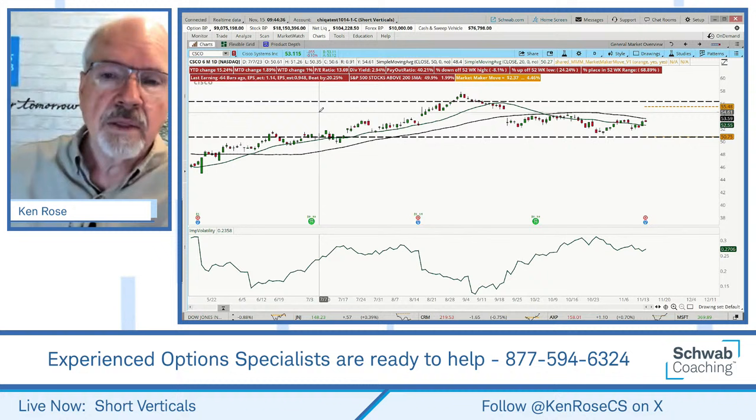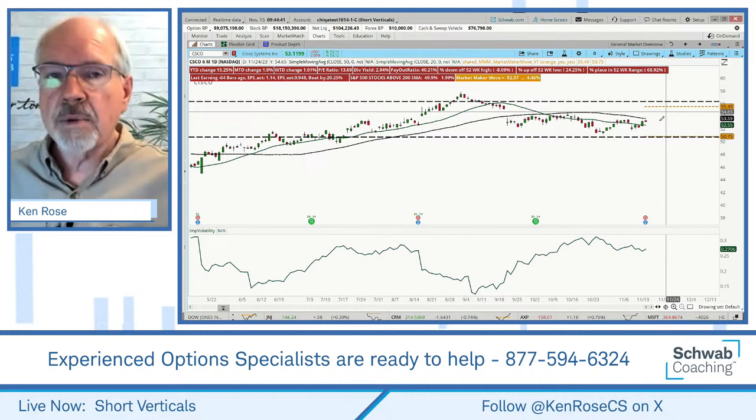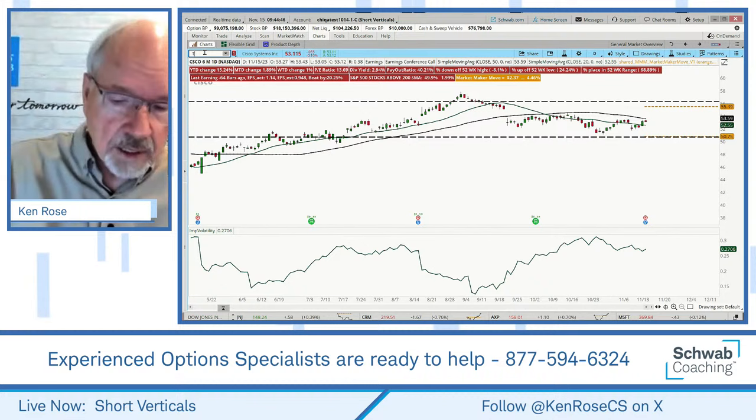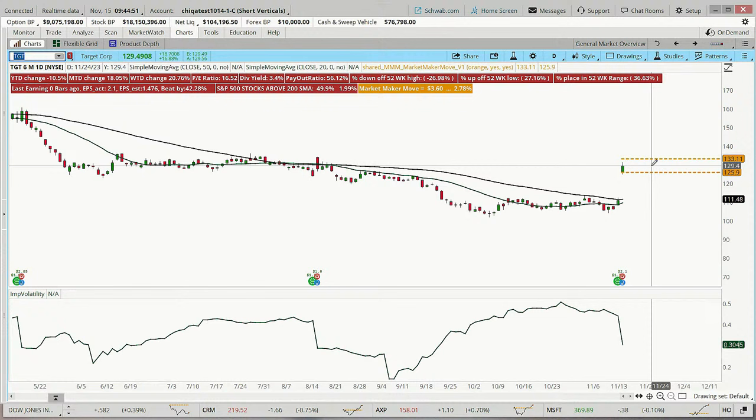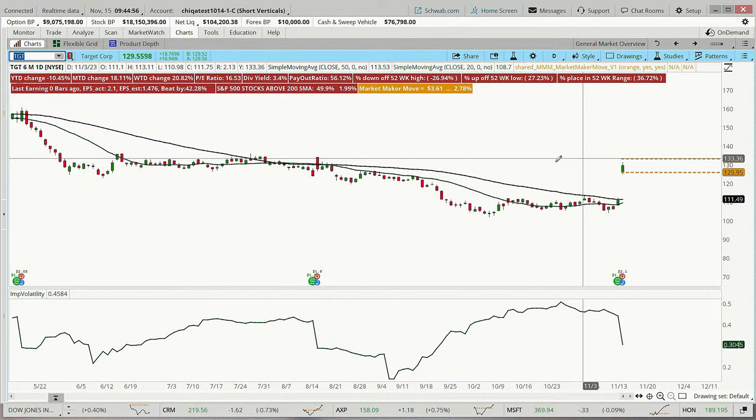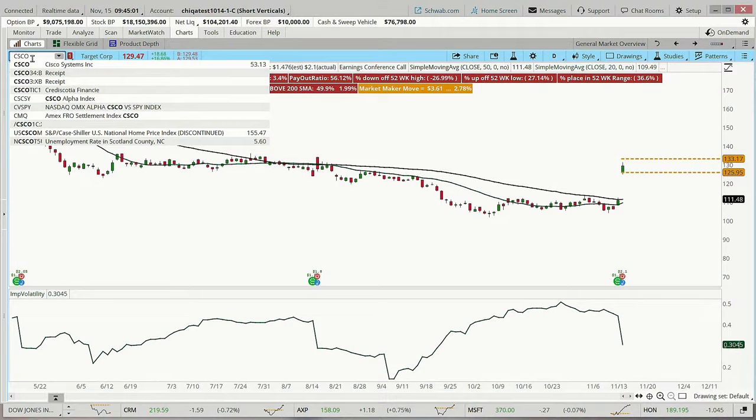Do want to show you this is our market maker move. Let me give you an example of a stock that blows through a market maker move here. We just had this occur here today, and that's Target. I'm not sure what the market maker move is now, but before the earnings announcement it was sitting out here. I'm certain that this thing just blew out of the market maker move. If that occurs on our trade, then we'd be sitting here with a maximum loss. So you want to be totally okay with the potential maximum loss on these.